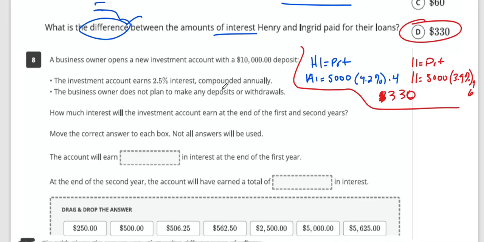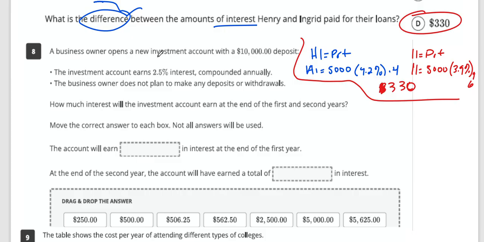Okay, so a business owner opens a new investment account with a 10,000 deposit. The investment account earns 2.5% interest compounded annually. He does not plan to make any deposit or withdrawal, so basically the money stays there. They want to know how much interest is earned in the first and the second year. So we're going to put that in the bank for 2 years.